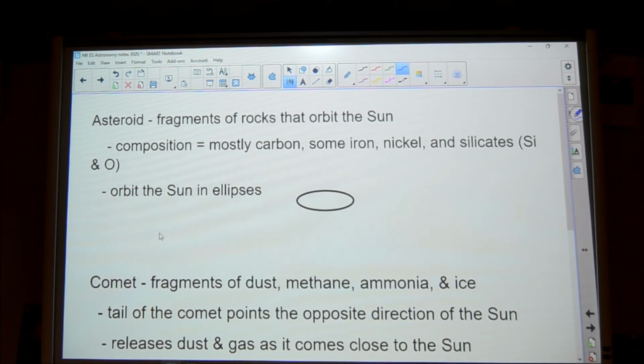Whereas a comet, every once in a while you hear about it, Hale-Bopp comet, Halley's comet, that's made of dust, ammonia, methane, and ice. Now, when the comet gets close enough to the sun, it melts the ice. It releases that gas. That creates the tail of the comet.